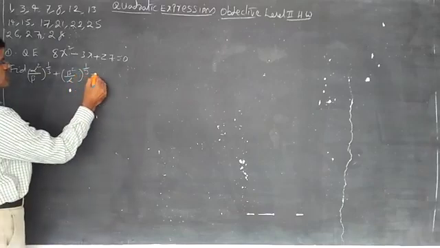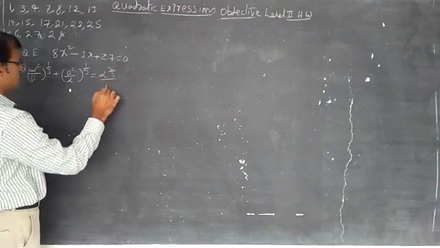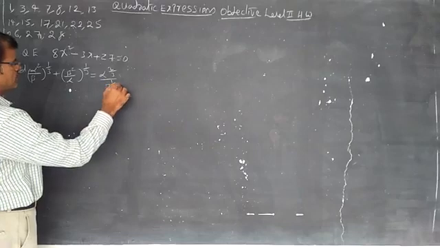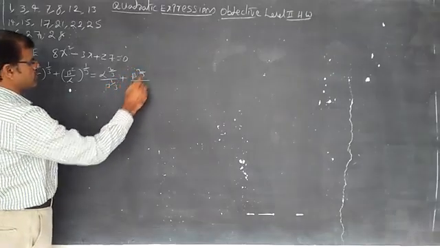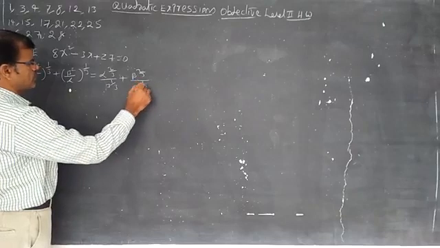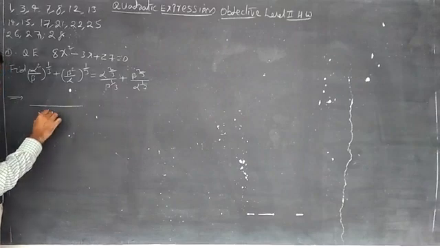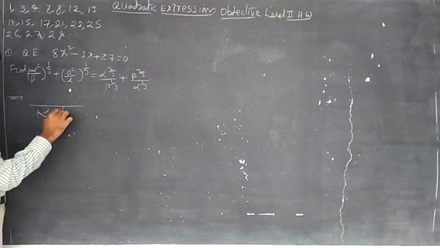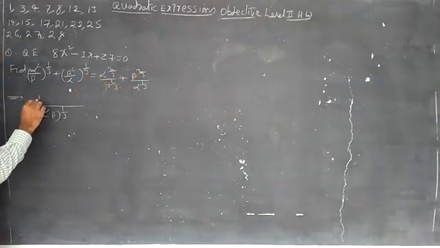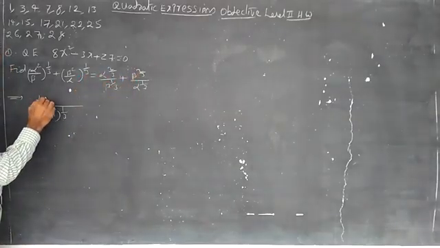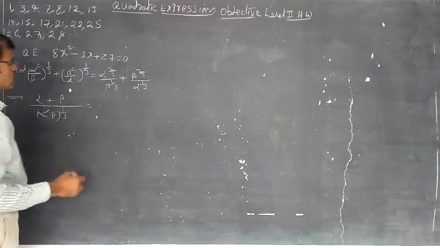So by taking LCM, you can understand alpha power 2 by 3 by beta power 1 by 3 plus beta power 2 by 3 by alpha power 1 by 3. That implies taking LCM, (alpha beta) whole power 1 by 3, and multiplying this into this and this into this, it becomes alpha power 3 by 3 plus beta power 3 by 3. So here it is alpha plus beta.